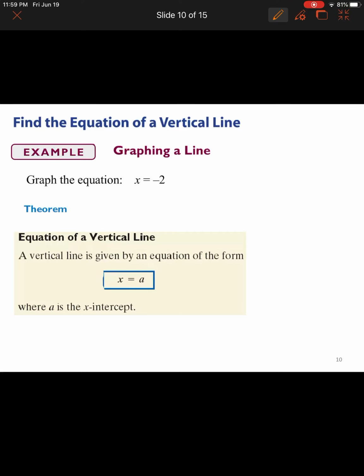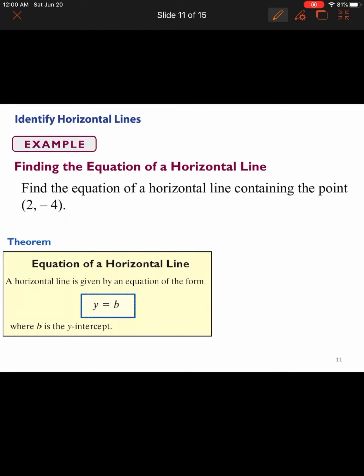Graphing a vertical line. We know the slope of a vertical line is undefined. Slope of a vertical line is undefined. And it's easy to graph a vertical line. Whatever the x value is, you make that amount of movements on the x-axis, and then at that location, draw yourself a vertical line. That is the line x equals -2. Easy enough, I know.